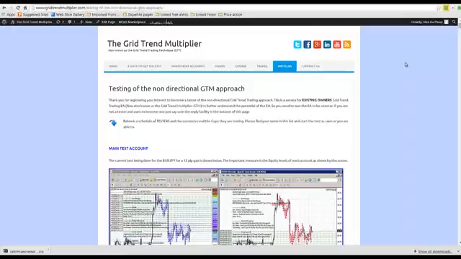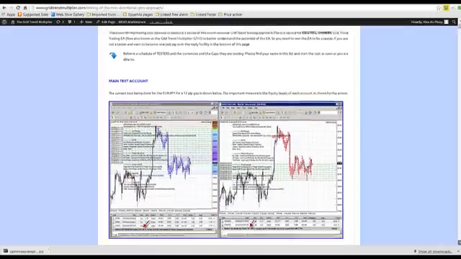Okay, this is the grid trend multiplier website, and I'm on a page which is used for testing the non-directional grid trend multiplier approach. It is a new approach. It's only about 2 months old. We have been testing it internally at Expert Forex, but we have then set open to be tested by our existing owners, and they have been testing it over the last month or so.